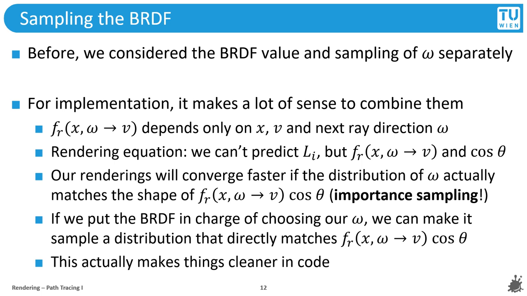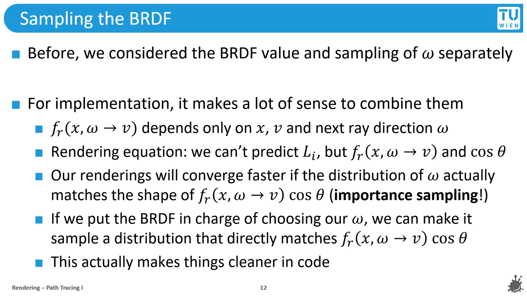As we saw in the previous lectures, it's safe to assume that our rendering will converge faster if the distribution of omega actually matches the shape of the BRDF times the cosine of theta, which, as we know now, goes by the name of importance sampling. The part of the rendering equation that we cannot easily predict is the incoming light Li, but what we can predict is the remaining factors, the BRDF and the cosine of theta. So it is a good idea to do importance sampling based on that. If we were to put the BRDF in charge of generating our outgoing directions omega, we could leave it to the BRDF implementation to pick directions for importance sampling its shape times the cosine of theta.